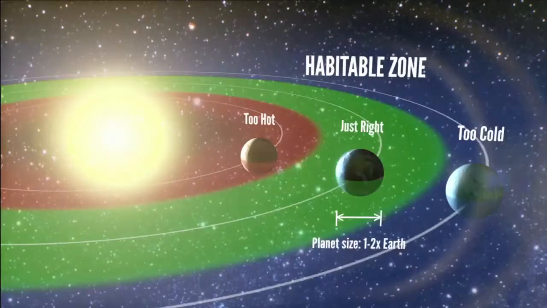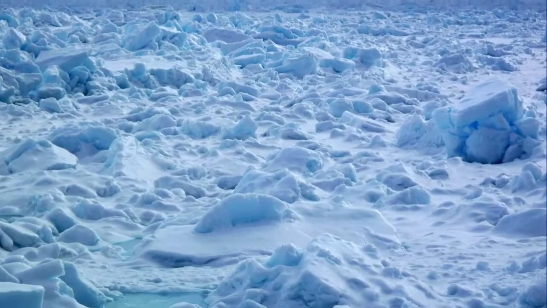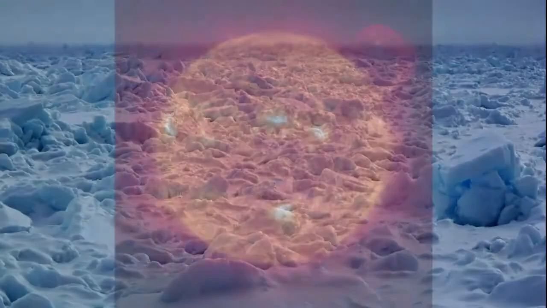If an exoplanet is too close to its star, the planet will be too hot and water will evaporate. Think of the hot world of Mercury, which lies very close to our Sun. If the exoplanet is too far away, the water will freeze.